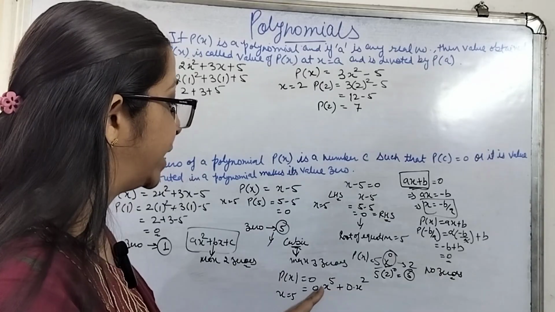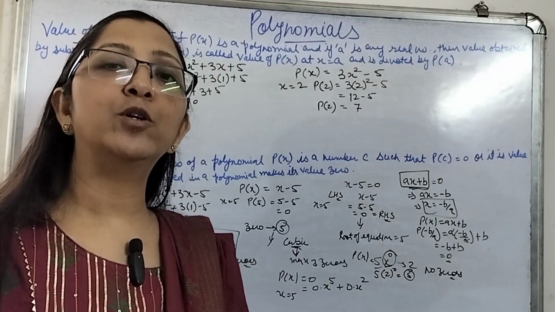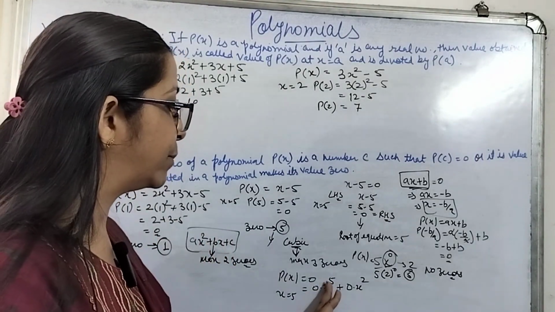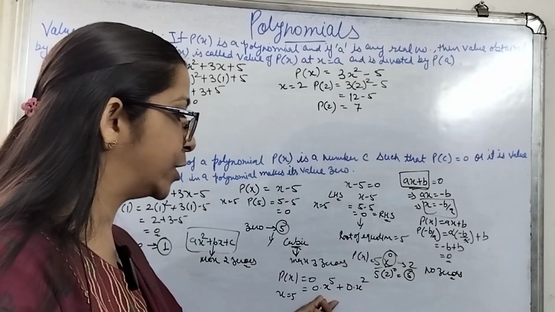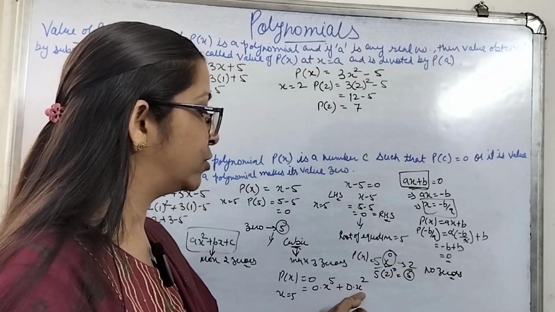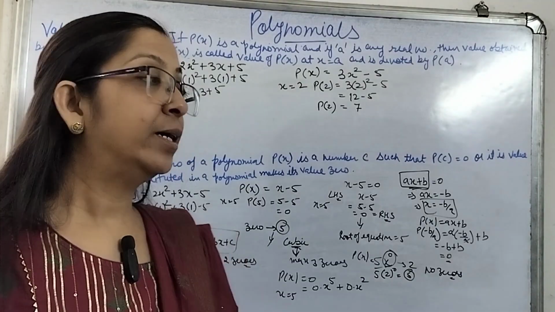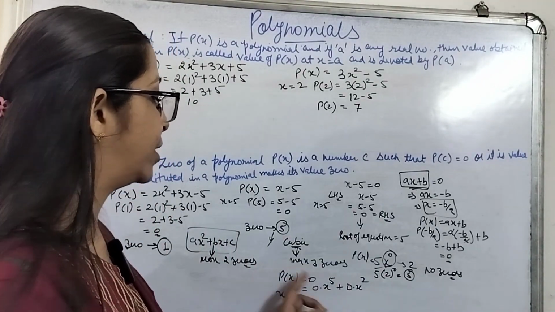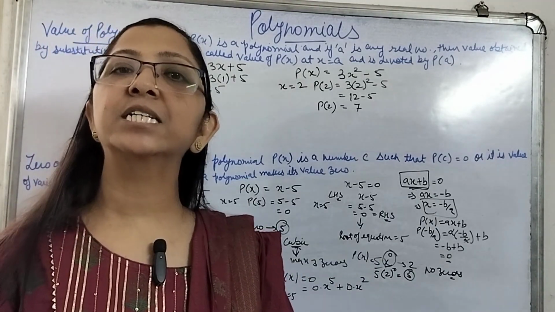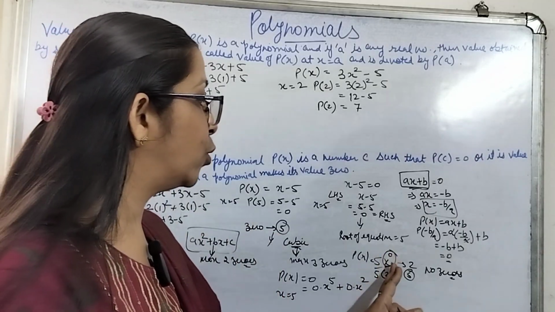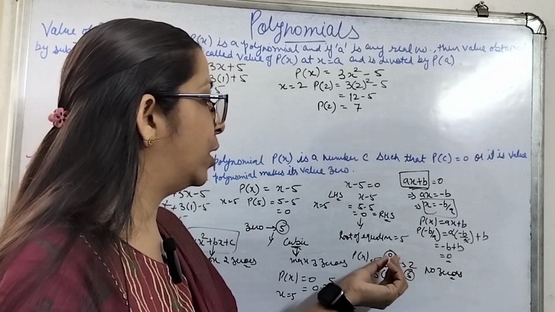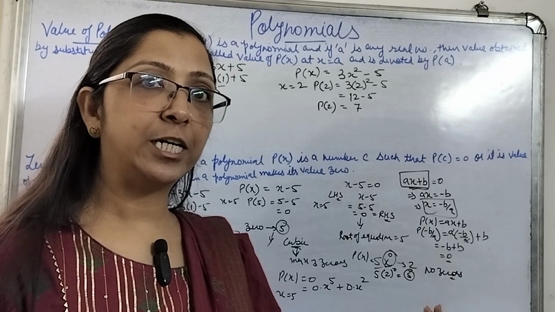If I am going to replace this x by say 7 upon 3, in that case 0 multiplied by 7 upon 3 raised to the power 5 will be 0. 0 multiplied by 7 upon 3 raised to the power 2 will be 0. That means the value of the polynomial will be 0. That means every real number is a zero for the zero polynomial, and there is no value of x which is the zero of a constant polynomial.